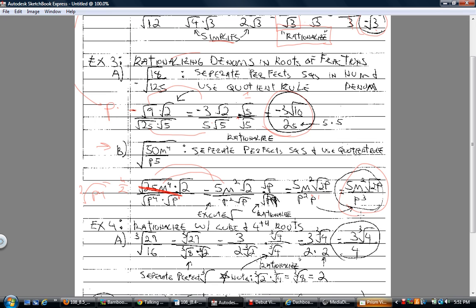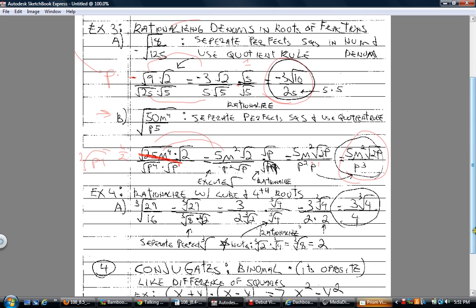Okie dokie. Let's see if we can do example 4a here. Rationalize with cubes and 4th roots. Okay, it gets a little tricky. You're dealing in cube root mode. Separate numerator denominator. Cube root of 27, 3. Love it. Cube root, not, see, you gotta watch this. It's not the square root.